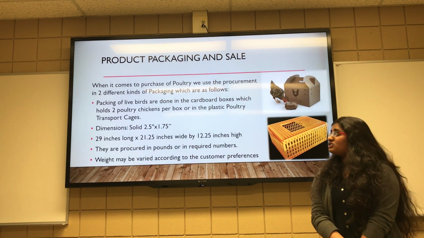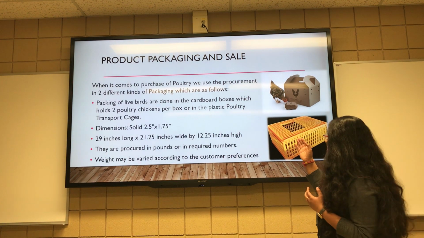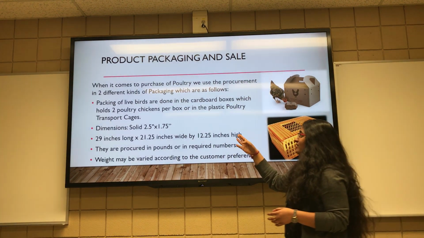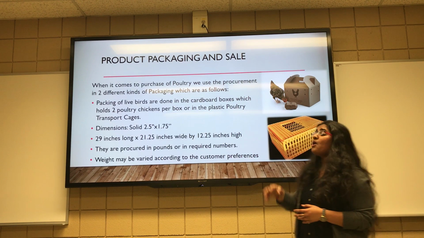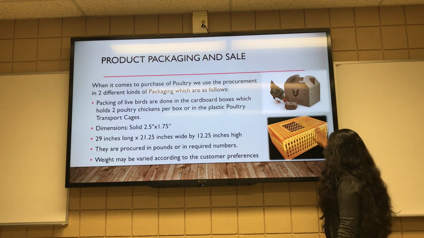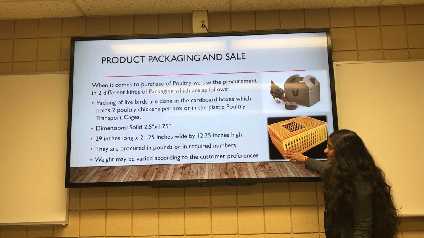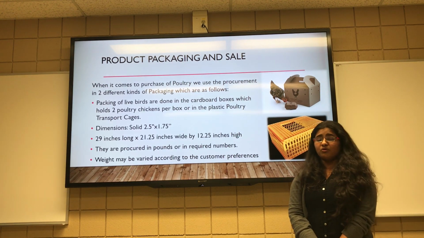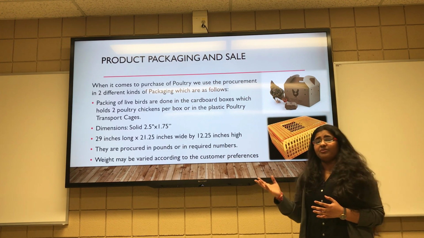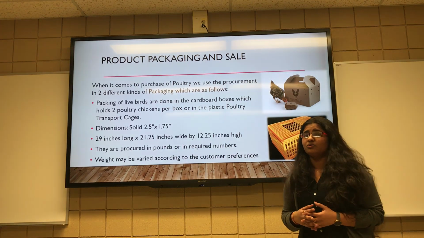When it comes to the purchase of poultry, we use procurement in both cardboard and plastic poultry transport cages. The dimensions are solid: 2.5 inches by 1.75 inches. The plastic poultry transport cage is 29 inches long, 21.25 inches wide and 12.25 inches high. They produce mostly in pound weight or in the required numbers. Weight may be varied according to customer preferences. Now I call upon Gurpinder to continue.